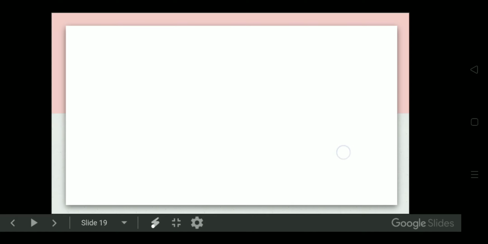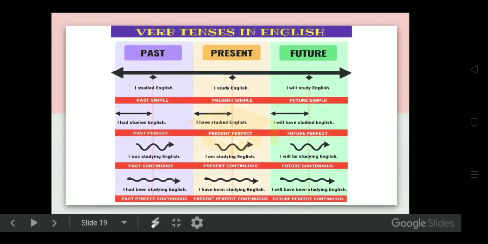So how do you understand when to use these tenses? Okay, here you can see the arrows. The arrow represents the timeline. Okay, so you know that if it's in the past, it goes on the left here. Okay, the left here is in the past.